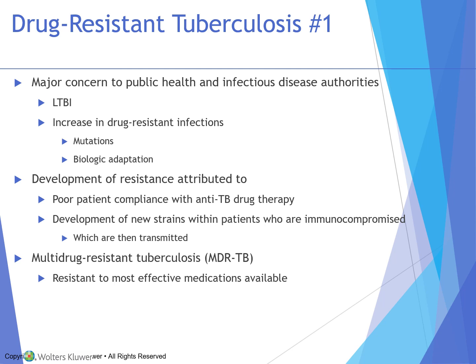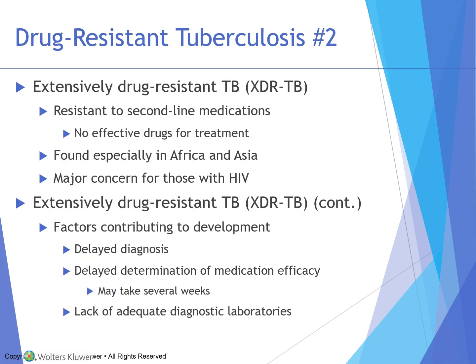And then we also have the multi-drug resistant tuberculosis. This is when it is resistant to the most effective medications available. And then we have the extensively drug-resistant tuberculosis, and this one is even resistant to the second-line medications, and there are no effective drugs for treatment. So that is very sad because tuberculosis could be lethal. And when there is nothing else to treat it, I cannot think of anything else that could help.